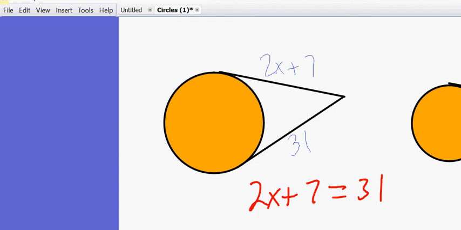On these, I'm asking you to give me x. So to do x, you subtract 7 from each side. 2x equals 24. Divide by 2. x equals 12. Now, I could also come back and ask you to plug that 12 in to give me the length of the segment. But do I really need to do that for this problem? No, because I already know it's 31. But if I had two expressions that had variables, like 2x plus 7 and x minus 8, then I would need to plug it in to find the length.